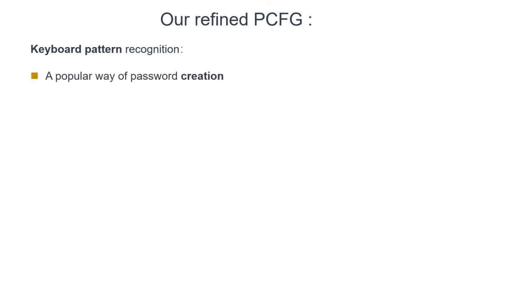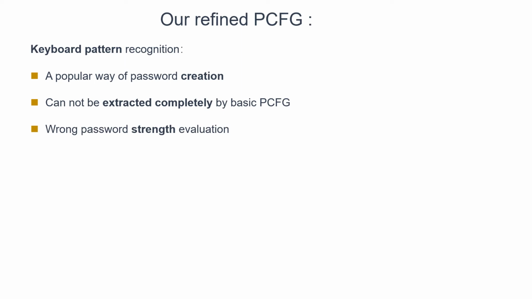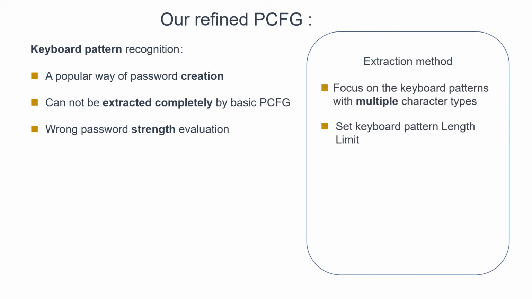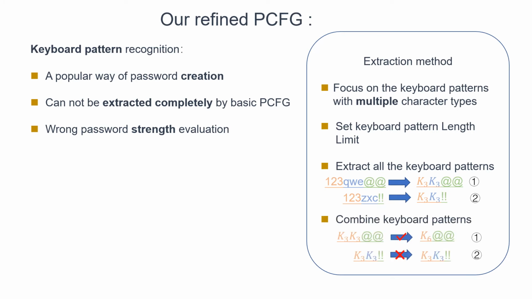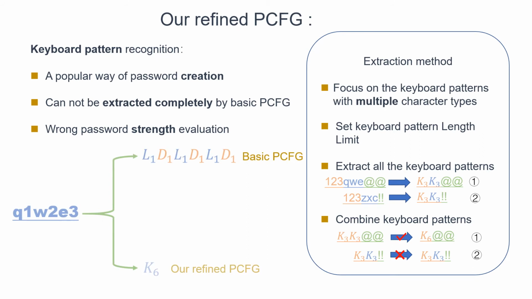Since the keyboard pattern is also a popular way in password creation and also be ignored by basic PCFG, we add the corresponding recognition rule. Furthermore, keyboard pattern with only one character type can be extracted completely by basic PCFG. So our refined PCFG focuses on the keyboard patterns with multiple character types, and the length is limited. We use an example to explain the extraction process. First, extract all the keyboard patterns, and then combine keyboard patterns that are adjacent both in passwords and keyboard location. It is also noted to filter out the segments that do not meet the length requirements. Here we use symbol K to represent keyboard patterns.